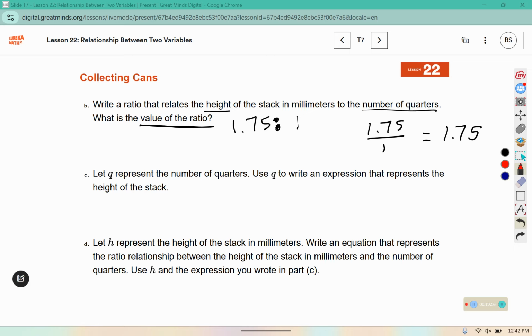Part C says let Q represent the number of quarters. Use Q to write an expression that represents the height of the stack. So remember, we were multiplying the number of quarters by 1.75. So you can write 1.75Q. Let H represent the height of the stack in millimeters. Now write an equation that represents the ratio relationship between the height of the stack in millimeters and the number of quarters. So with the equation, we use the equal sign.